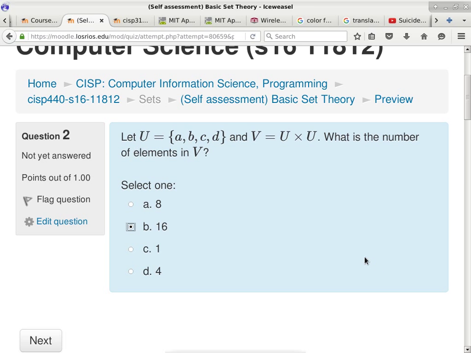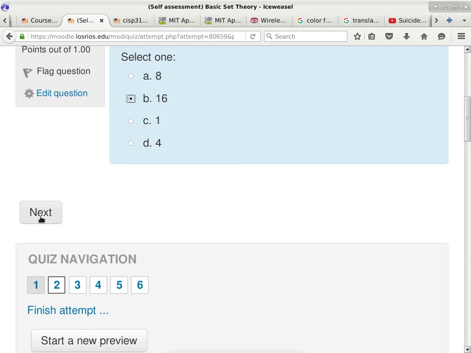All right, very good, because it'll be AA, AB, AC, AD, and then BA, BB, BC, BD, and so on. Okay, and those will be the tuples. Next question.